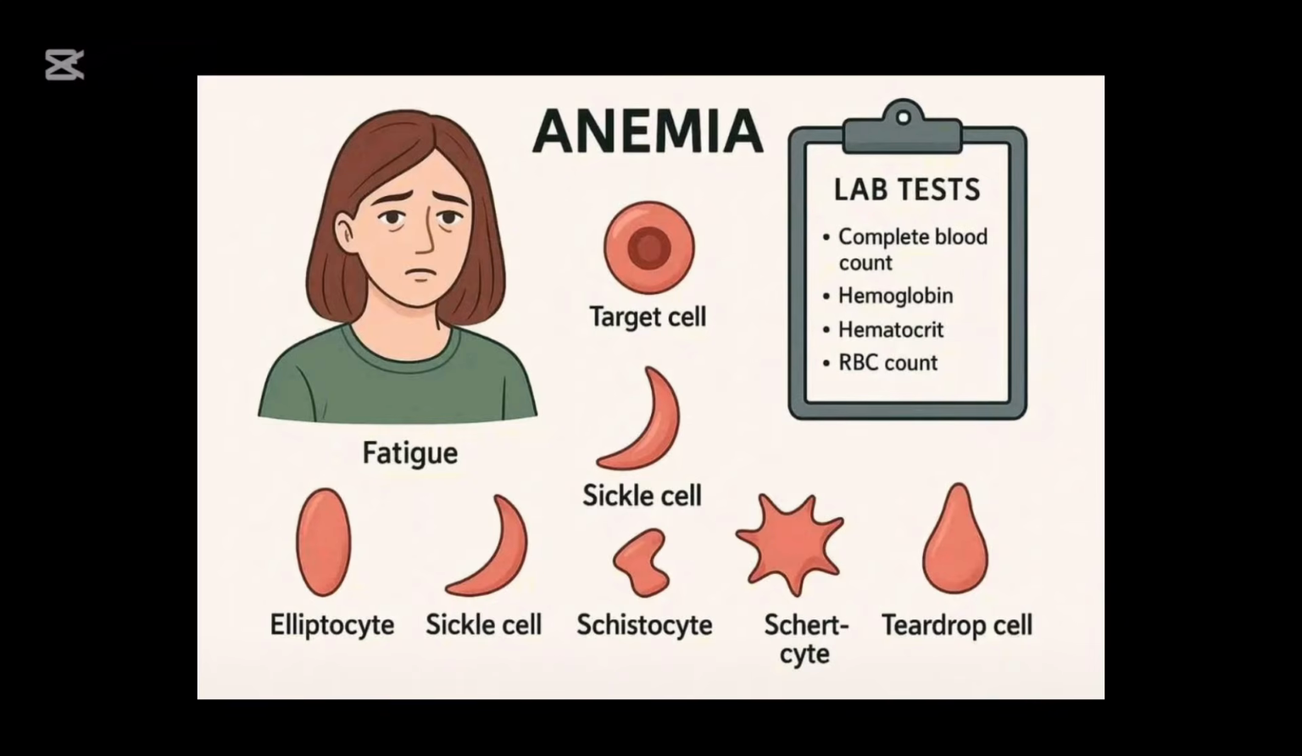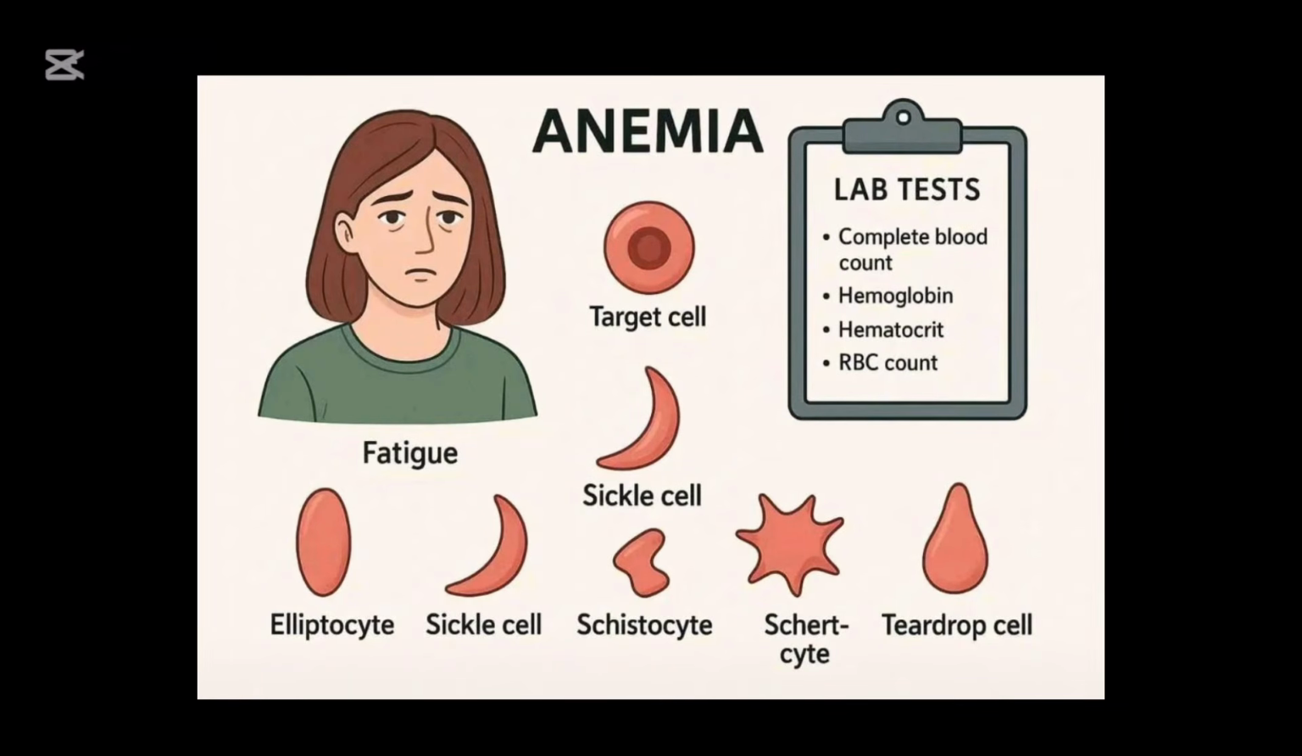We do have the MCH/MCHC, which assess hemoglobin content per RBC. Then we have RDW, red cell distribution width, increased in mixed or iron deficiency anemia. Then we move now to number two, which is peripheral blood smear.